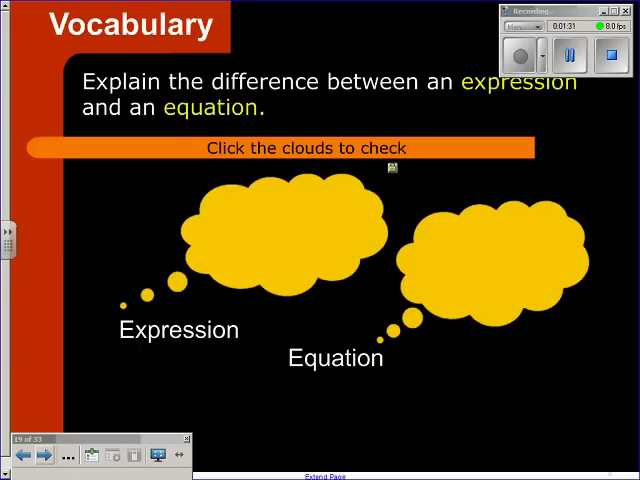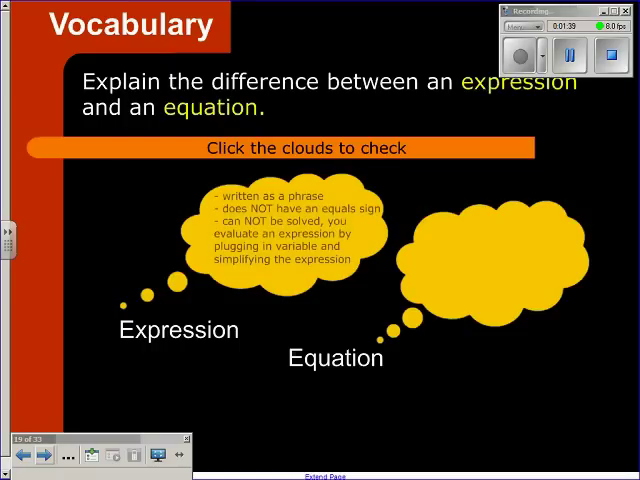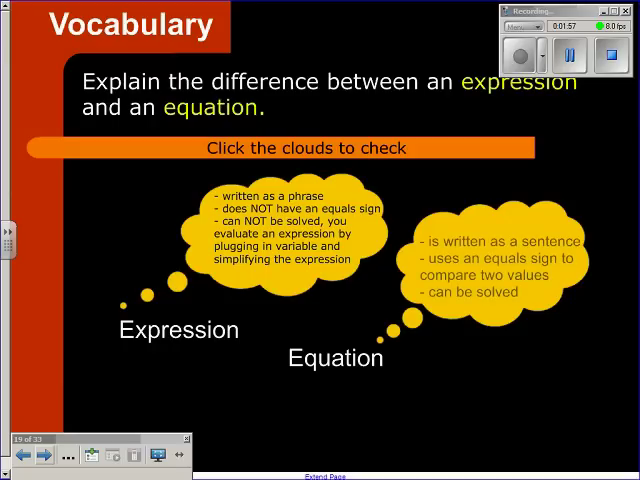Okay, so an expression. In an expression, it is written as a phrase. It does not have an equal sign. It cannot be solved. You can evaluate an expression by plugging in a variable and simplifying it, but you cannot solve an expression. Then you have an equation.